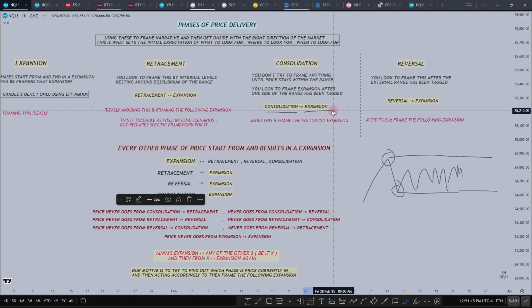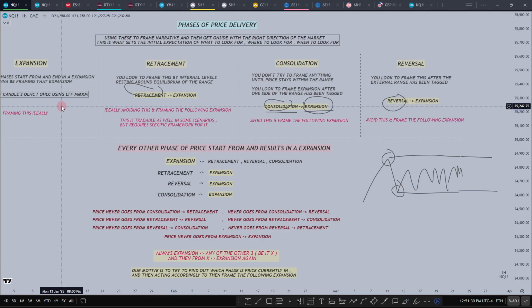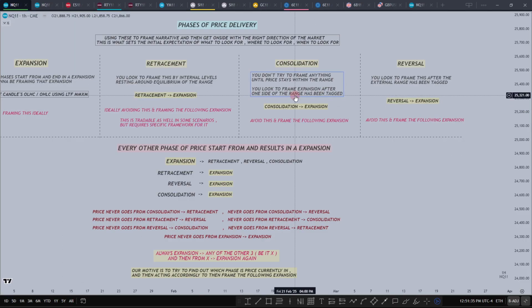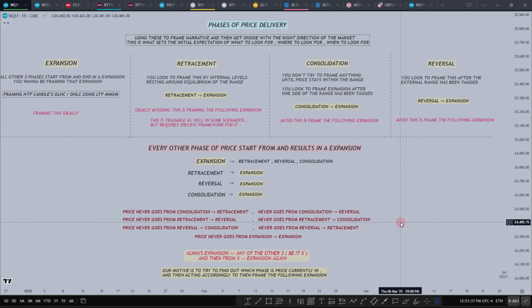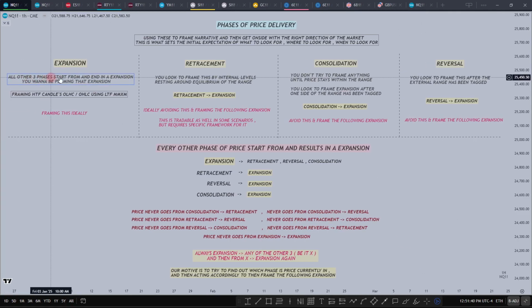So consolidation to expansion, you avoid this other phase, and once this phase ends, you want to frame this resultant phase which is expansion. As I said, every other phase of price starts from expansion and ends into an expansion. All other three phases start from and end in an expansion. You want to be framing that resultant expansion. Avoid this and frame the following expansion.